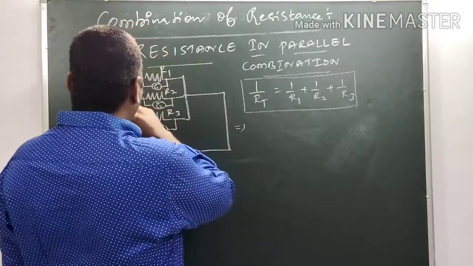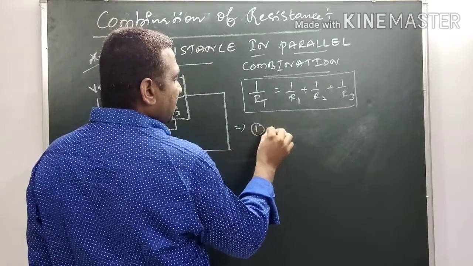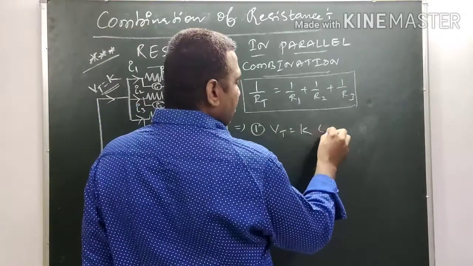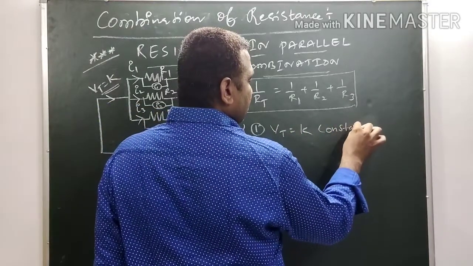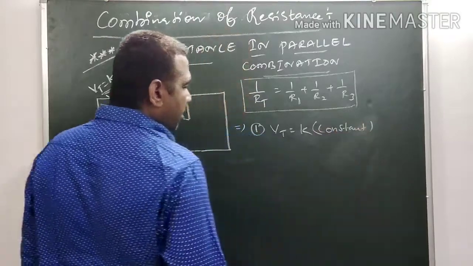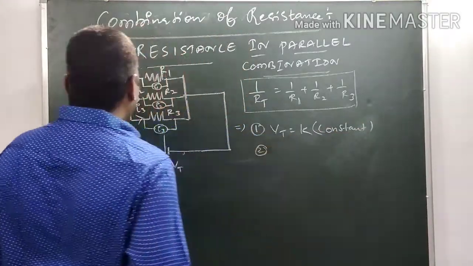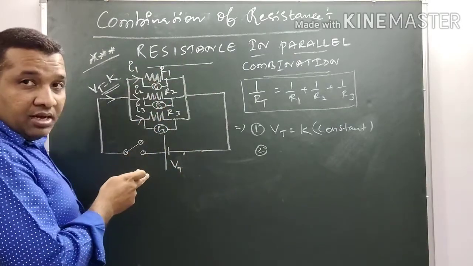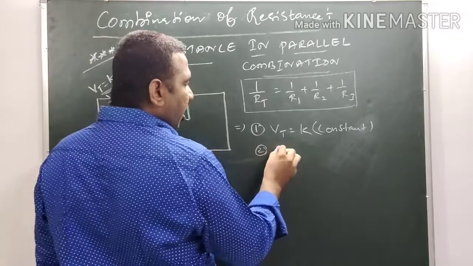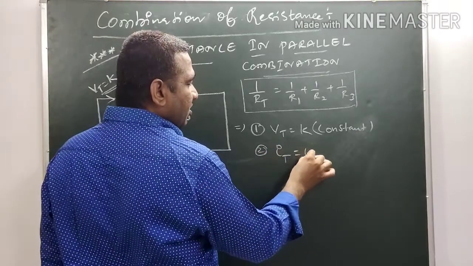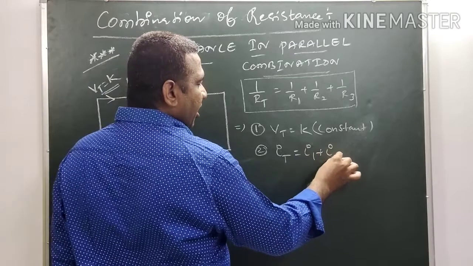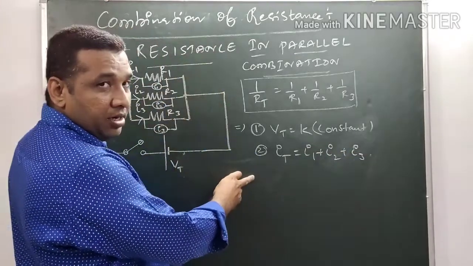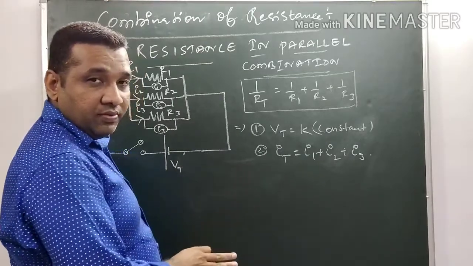These two concepts we have to consider to derive the resistors connected in parallel combination. The first condition is that Vt equals K, a constant. And what is the second thing we get from the circuit? The electric current is divided at the respective resistors. Therefore I take the equation as IT equals I1 plus I2 plus I3. So these are the two important equations to derive the derivation.